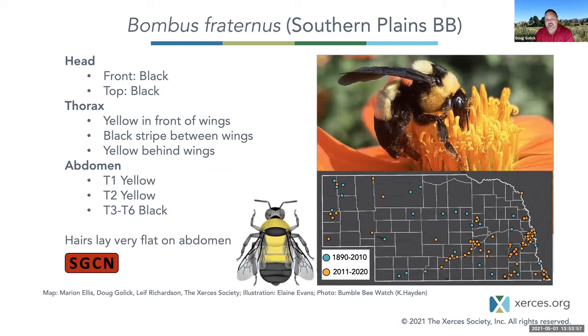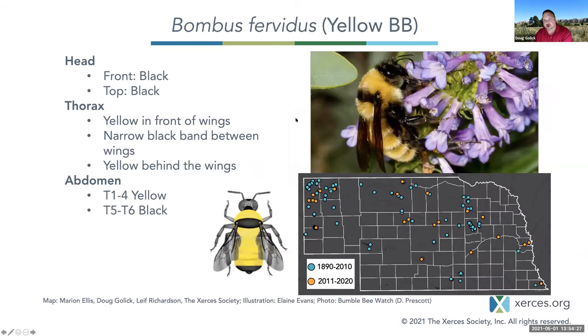Bombus fraternus, again a very similar group in appearance. The big difference here from Bombus fervidus is T1 and T2 are yellow. It also has black hair on the face and top of the head and a black stripe in the thorax, but T3 through 6 are also black. It's a little bit different. They also have very cropped hair. If you look at this bumblebee compared to some of the others, like the fervidus before, which is much more fuzzy, furry, more luscious.